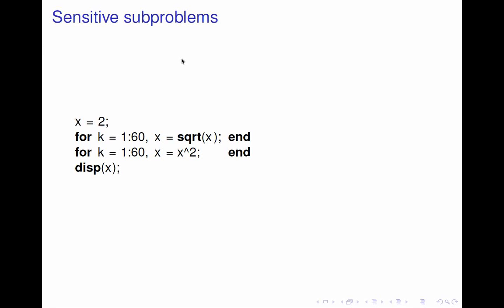Now, another thing that can go wrong is that you have a subproblem which is very sensitive. So consider the code that's shown on the screen. I start with the number 2, I take the square root 60 times, I square 60 times, and then I display the result. Now, if this was real arithmetic, what came out would be 2. That's not what comes out. I will leave it to you to run this example and look at what comes out. Try to explain why.